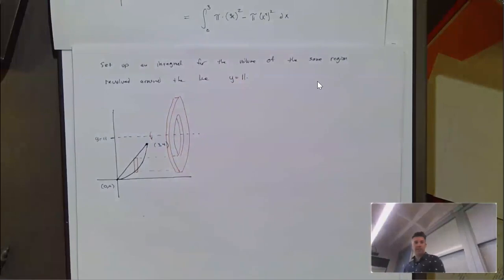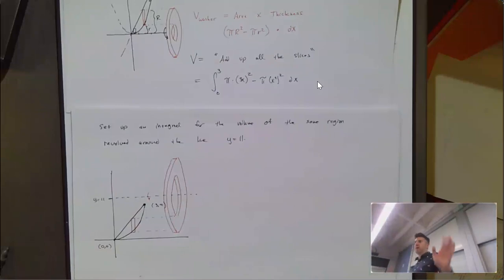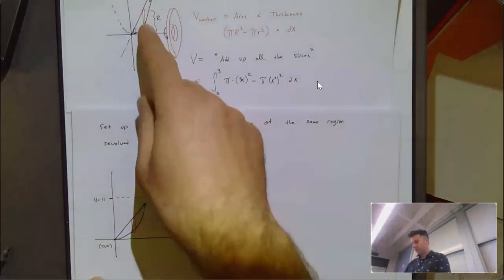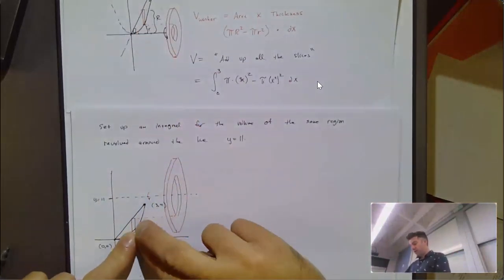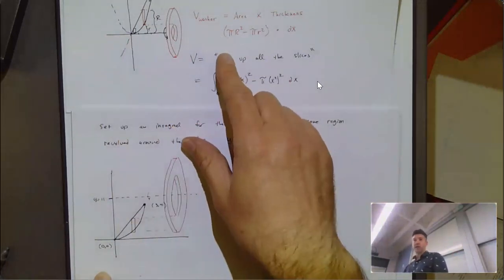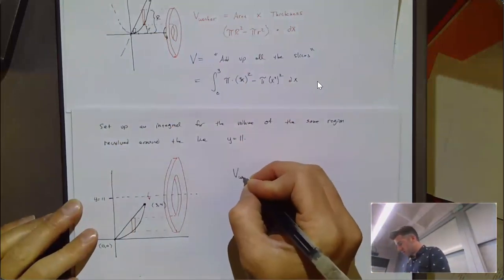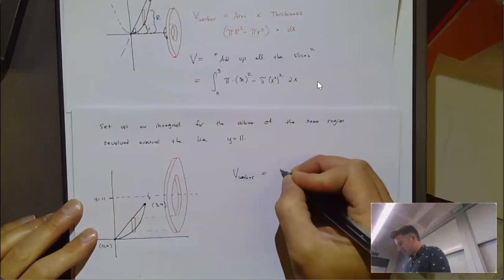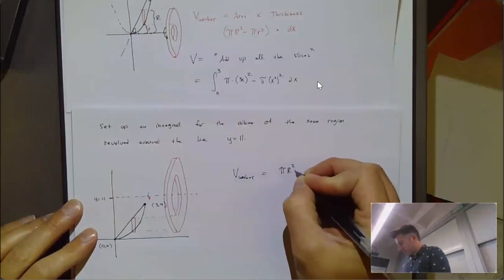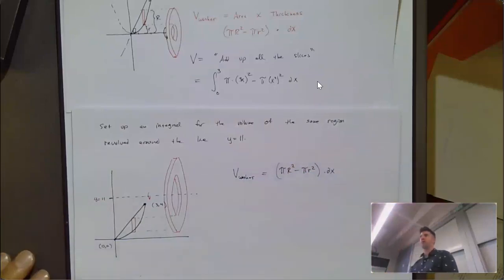So here's my washer now. And it looks pretty distinctly different from that washer there. I mean, right? Drawing notwithstanding, they really are different. This strip, which is located approximately in the same place in the region, definitely has a lot further to travel around this y equals 11 axis than this y equals 0 axis over here. We're still going to think of it in the same way. The volume of our washer is still just going to be the area of the big circle minus the area of the little circle times the thickness.